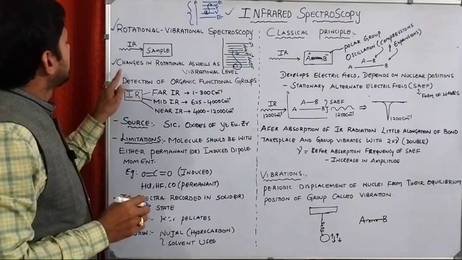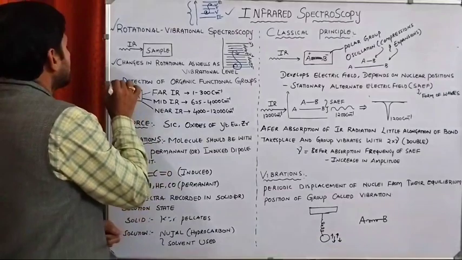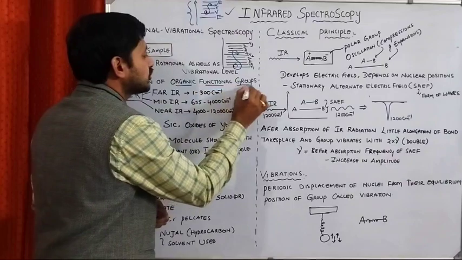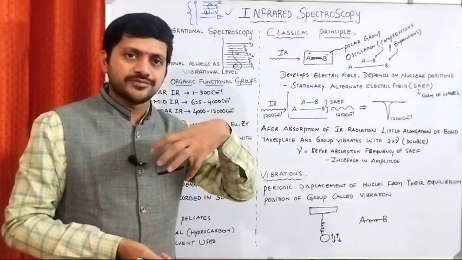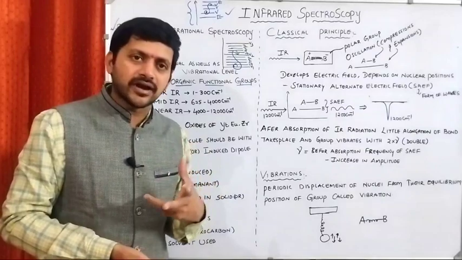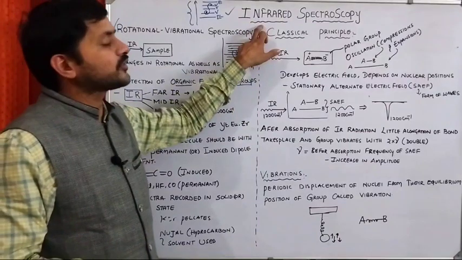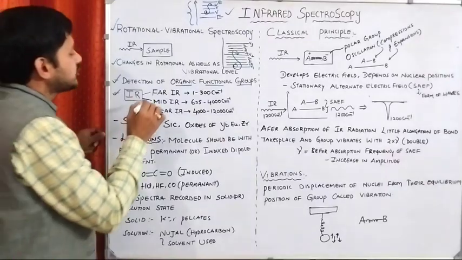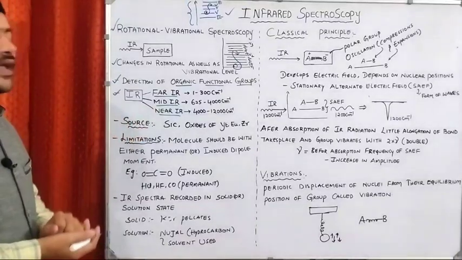See this here: changes in rotational as well as vibrational levels. This spectroscopic technique is useful for the detection of organic functional groups. Whatever organic compounds we have, if they have different kinds of functional groups, such as acids, esters, amides, such functional groups can be easily identified by IR spectroscopy. Okay. The IR region is divided into three portions: far IR, mid IR and near IR.